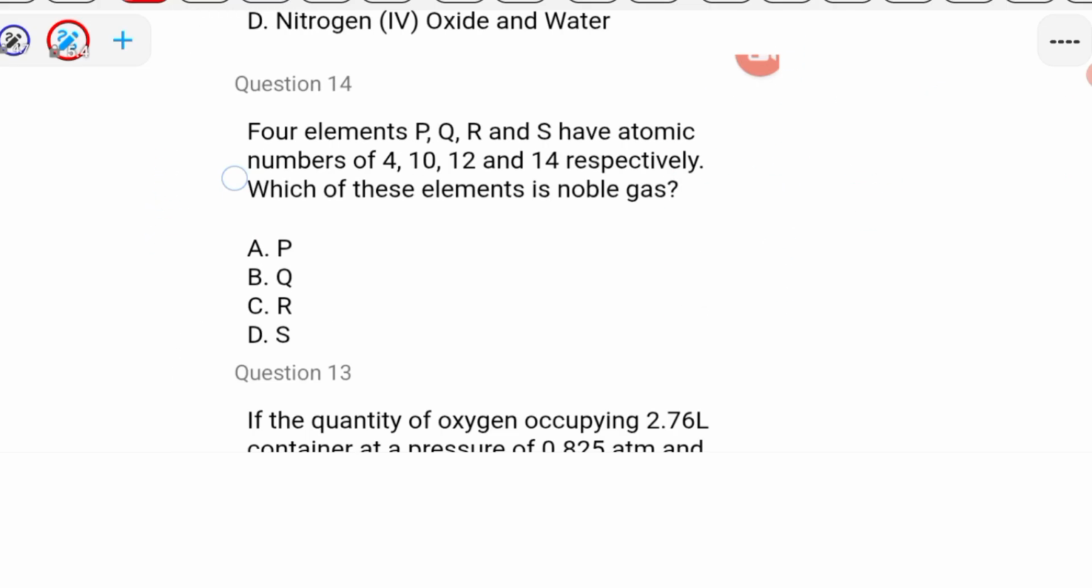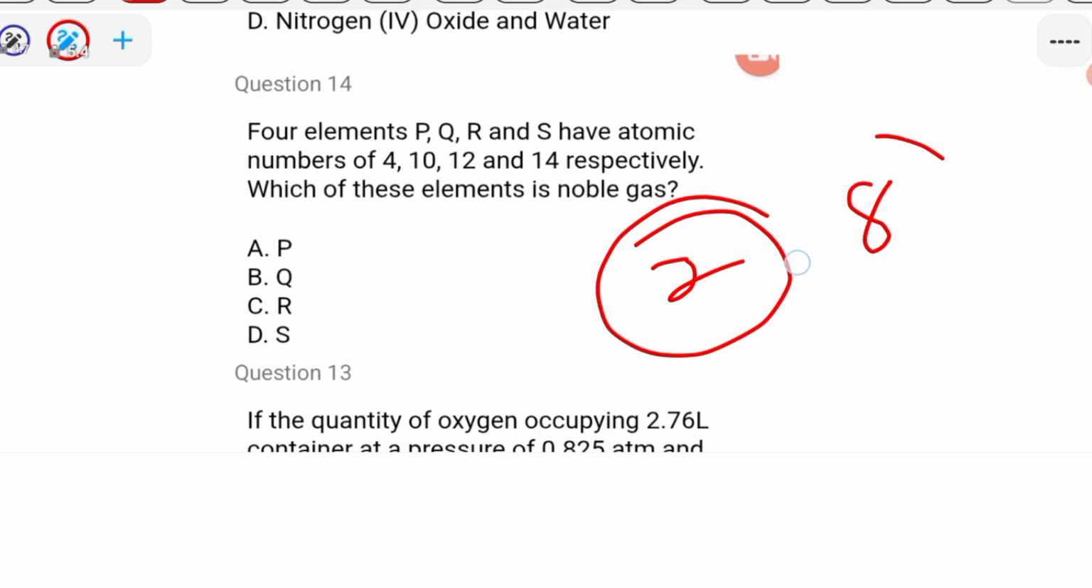Four elements P, Q, R, and S have atomic numbers 4, 10, 12, and 14 respectively. Which of these elements is a noble gas? In a noble gas, we either have 2 electrons in the outermost shell, like what you have in helium, or it will have 8 electrons in the outermost shell. So it will have either 2 or 8. If it has 2, then it has to be only one shell. But if it has many other shells, then it has to be 8 in the outermost shell.